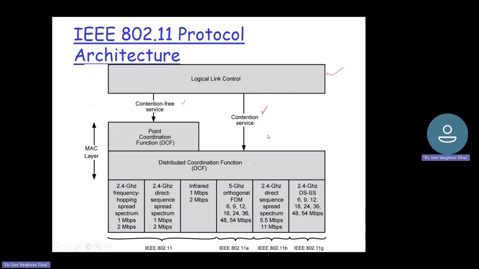So this is a generic layer structure. This is your physical layer. This much is your MAC layer, and this last is your logical link control. And we're talking about these two in your MAC layer.